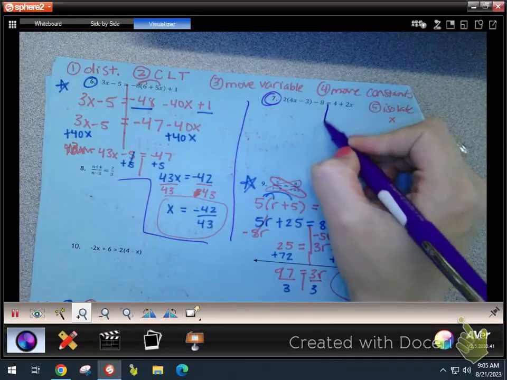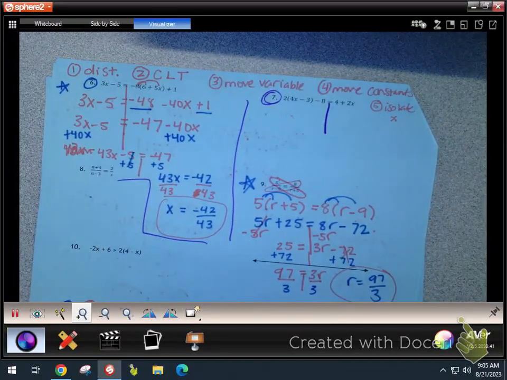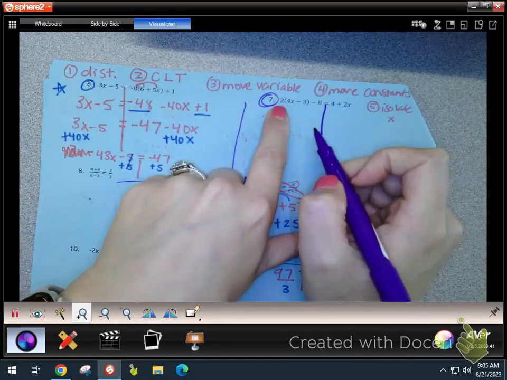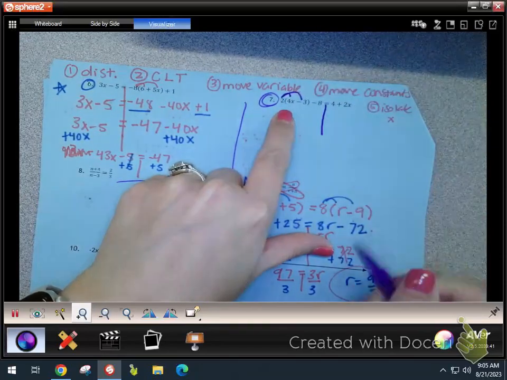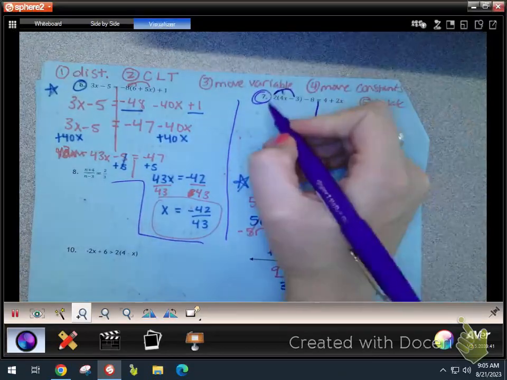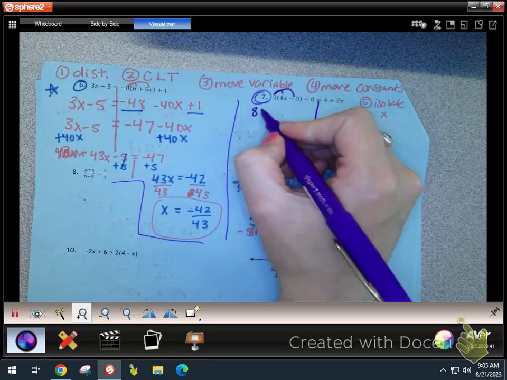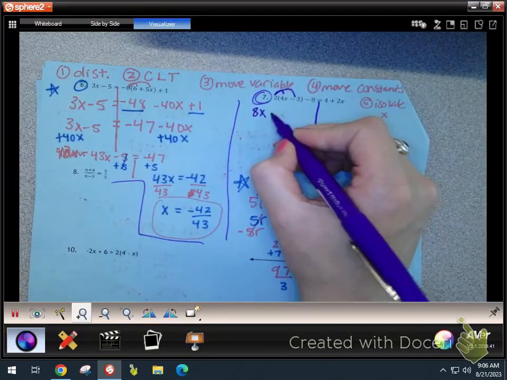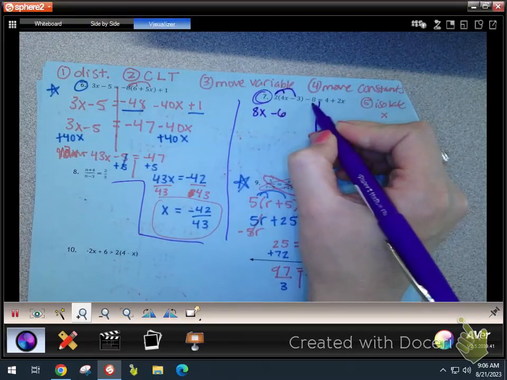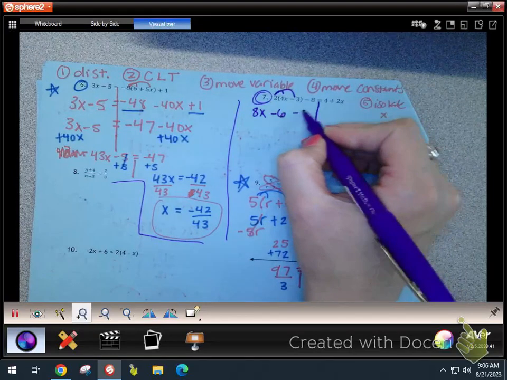I'm going to draw my line down through my equals. Do I have to distribute on number 7 left-hand side? Yes. And that's the first thing that I'm going to do. What am I distributing here? A 2. And 2 times 4x is 8x. 2 times negative 3 is negative 6. Do I distribute to the minus 8? Over here, this guy. No, I'm just going to drop him down.